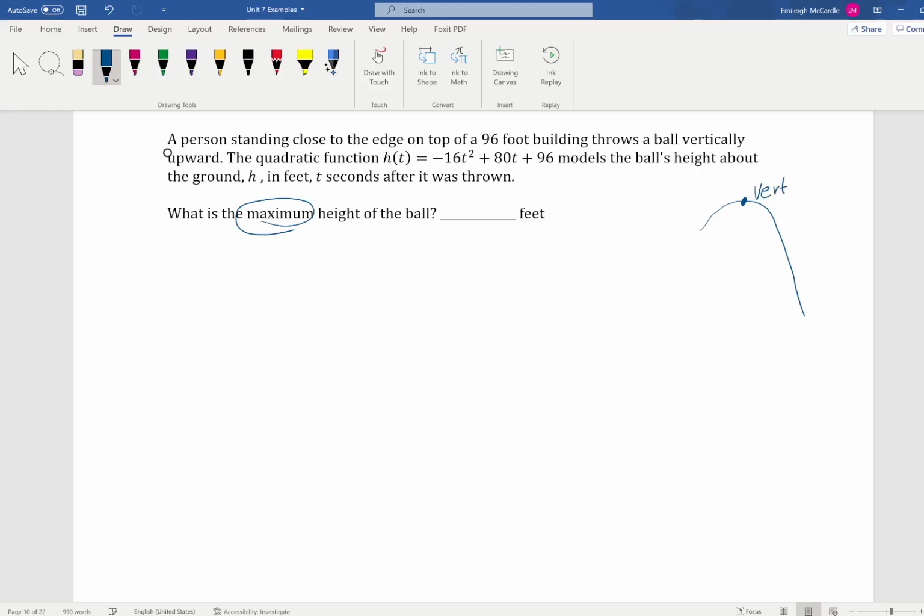Now, if we remember, our vertex formula for a parabola, the x value is going to be x equals negative b over 2a, okay? And I usually put that negative in the numerator so that the problem's a little bit easier to work. Now, let's identify our a, b, and c in this problem. So in this problem, our a is going to be equal to negative 16, our b is going to be equal to 80, and our c is 96.